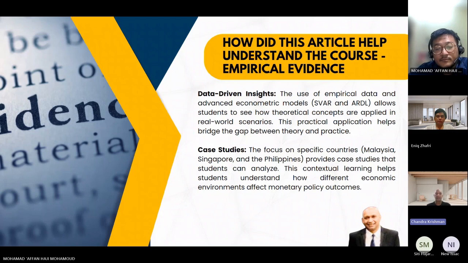The case studies also focus on specific countries, namely Malaysia, Singapore, and the Philippines. The case studies allow students to analyze, and this can contextualize learning and help students understand how different economic environments affect monetary policy outcomes.